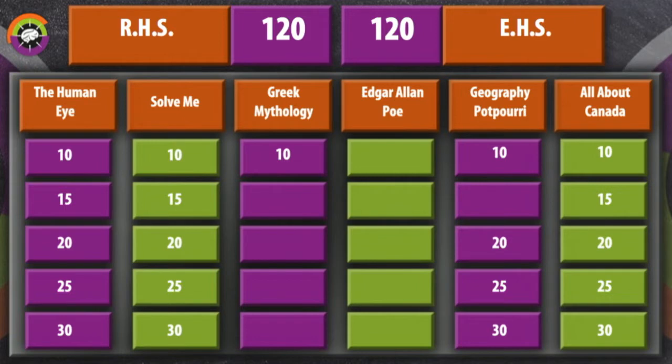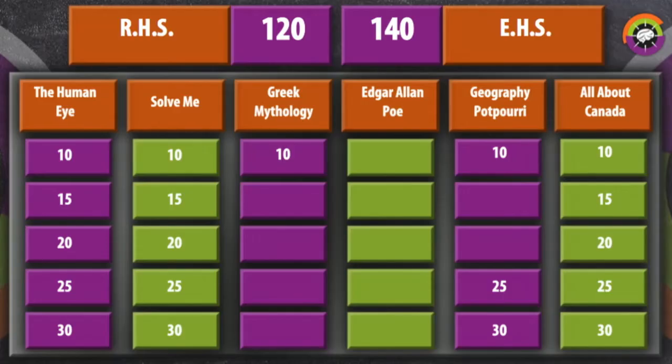Geography for 20. Geography now for 20 points. Tahiti is found in which ocean? That would be Eastwood. Adam. The Pacific Ocean. Correct. Eastwood in control. We'll go with geography for 25. Geography now for 25. How many states share a border with Nevada?